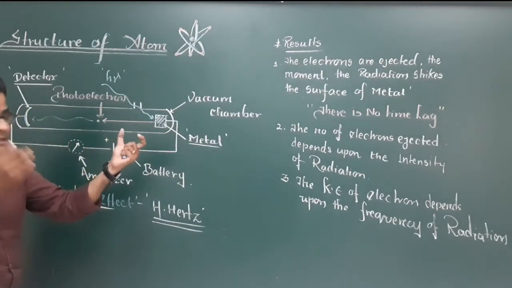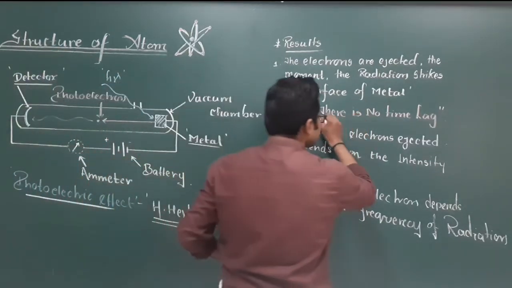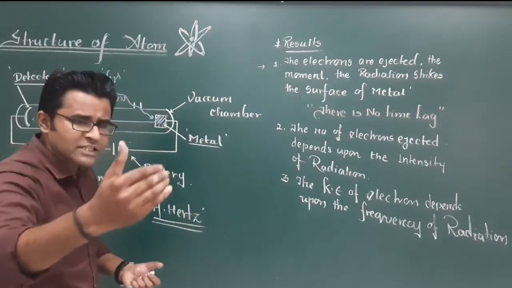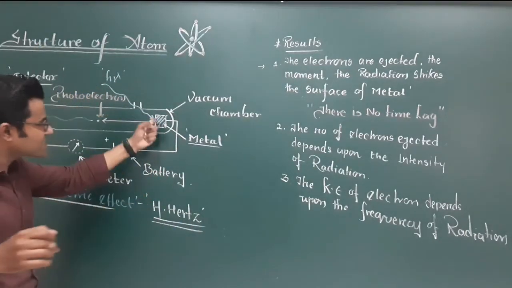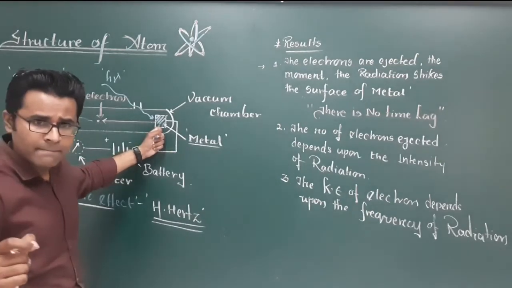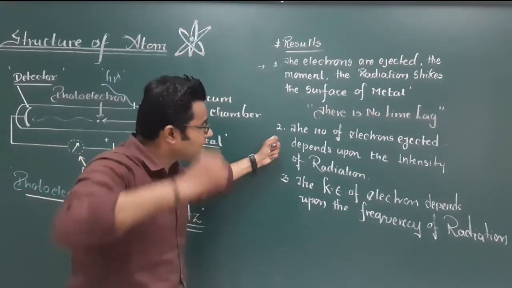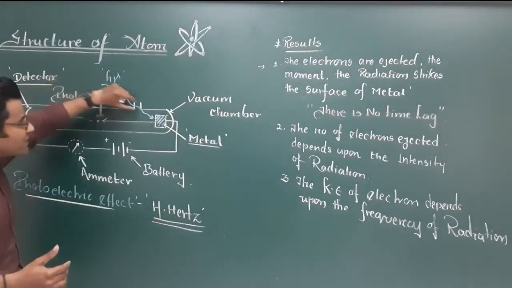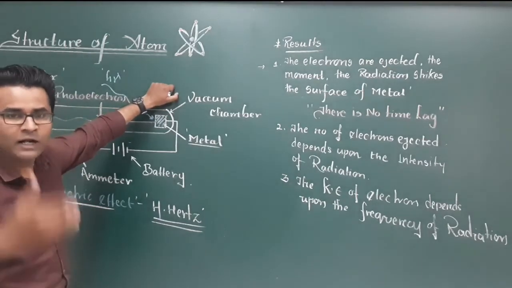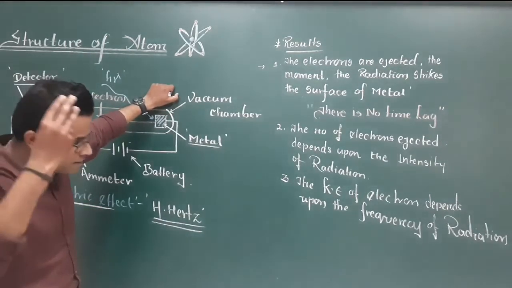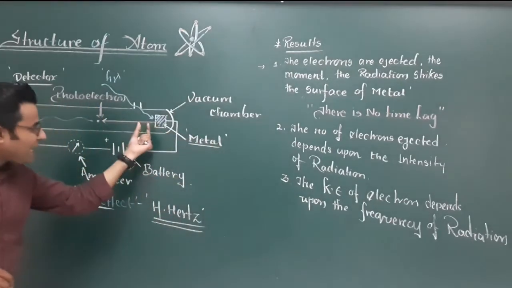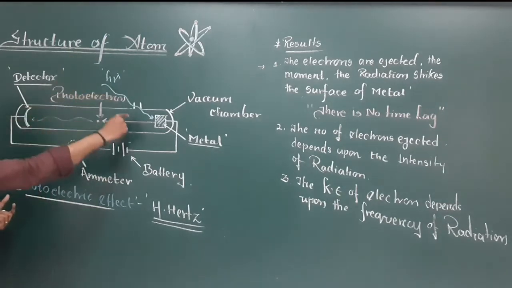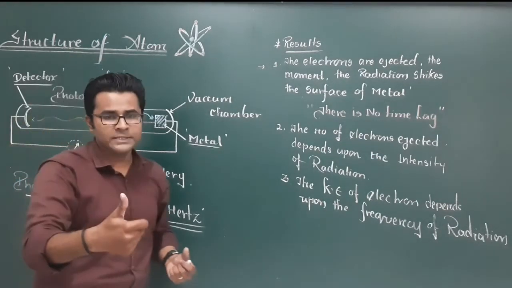So, we have 3 conclusions here, 3 results. The first one says that electrons are ejected the very moment a radiation strikes the surface of a metal. The second point says that the number of electrons ejected becomes more when a brighter, higher intensity radiation is used. The third point says that the kinetic energy of the electron goes on increasing if we use a radiation with higher frequency.